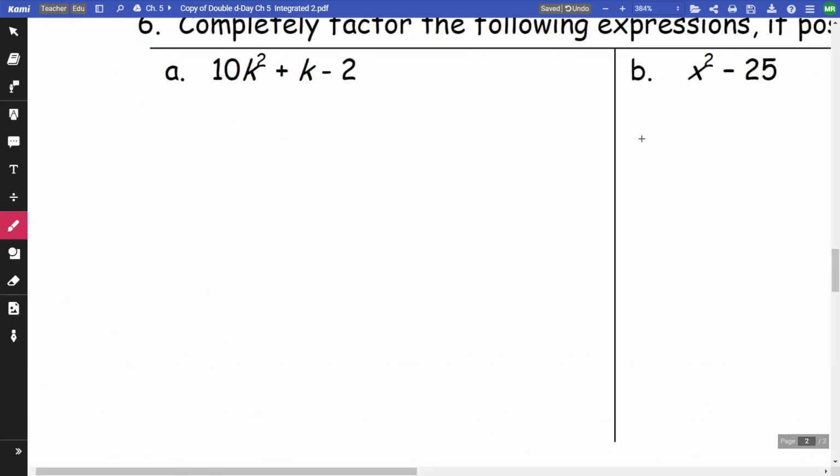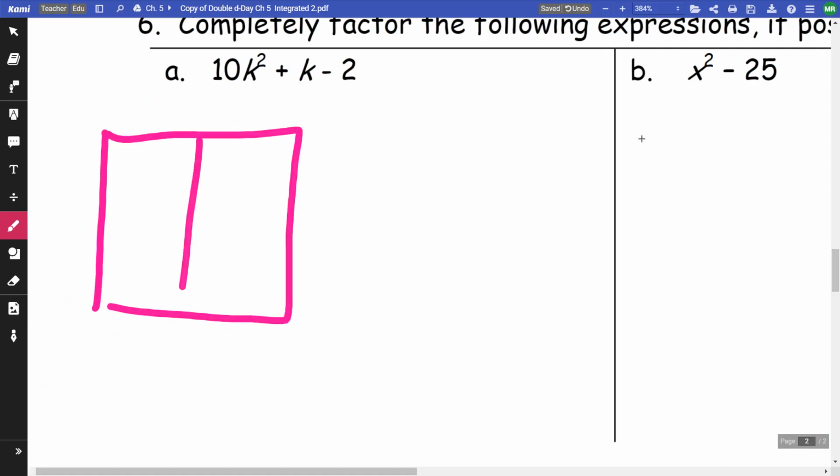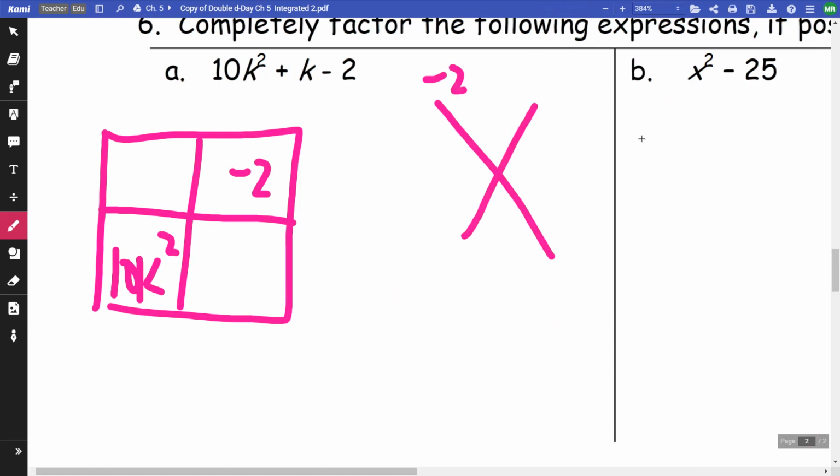So these ones we're going to factor. So I can't factor something out of that. So I'm going to do a box. I'm going to have a 10k squared and a -2. And that's going to multiply to a -20k squared, has to add to a k. So that's going to be a 5k and a -4k.